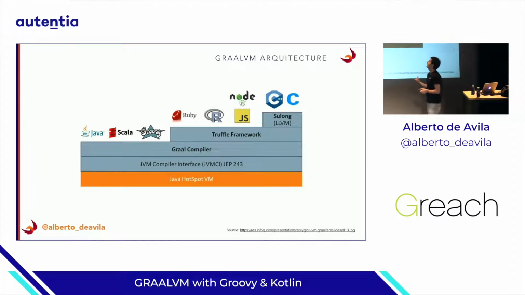And this is the GraalVM architecture. Let's look at where the Graal compiler is located. It's on top of the JVM compiler interface, and it's executed in the Java HotSpot VM. Later, we will cover what Truffle is and how all these languages work with GraalVM.